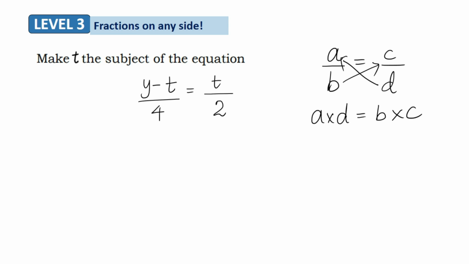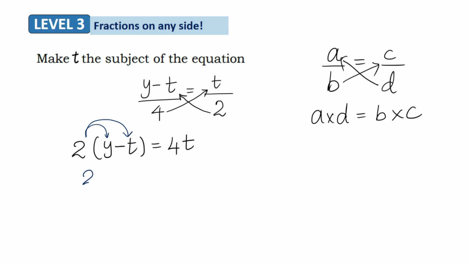So this is exactly what I'm going to do here. I'll multiply 2 to the side and will multiply 4 with t on the other side. So I have 2 multiplied by y minus t equals 4t. I will expand the brackets then. So 2y minus 2t is equal to 4t.